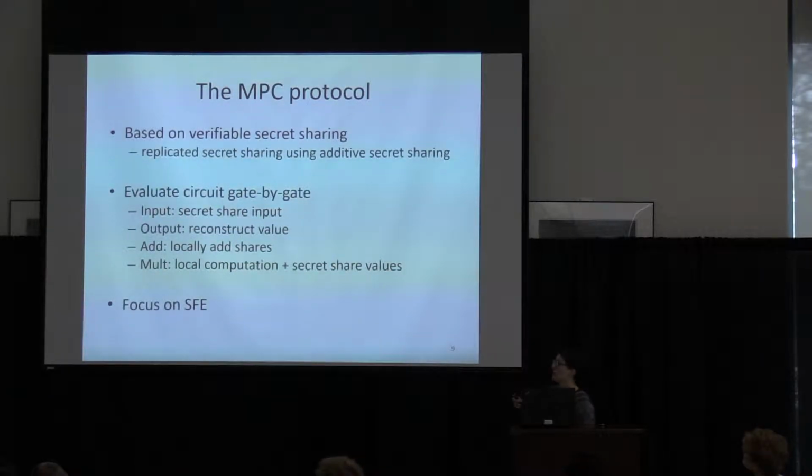I said it's information theoretic. How does it work then? Just to give you an intuition for those who know about MPC, the protocol is based on verifiable secret sharing. You start from additive secret sharing, and then build replicated secret sharing. Now shares exist multiple times, and then you can run consistency checks to give you a verifiable secret sharing scheme. So you get this verifiability from more communication. Now to evaluate a circuit, you do it gate by gate, as you would expect. For an input gate, the party secret shares the input. For an output gate, you reconstruct the secret sharing. Addition is a local operation, and for multiplication, you do some local computation, then secret share values and do more local computation. In this work, we focus on secure function evaluation, but the results extend to reactive functionalities.